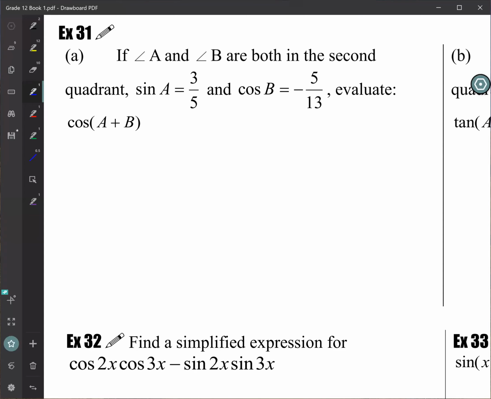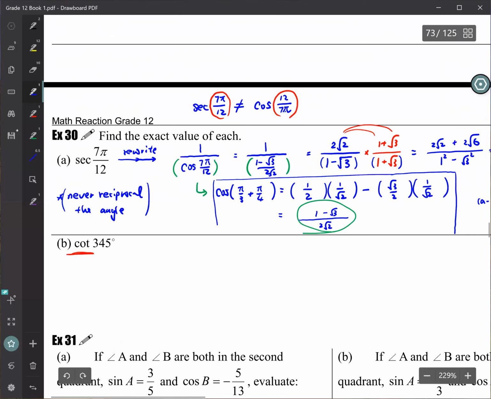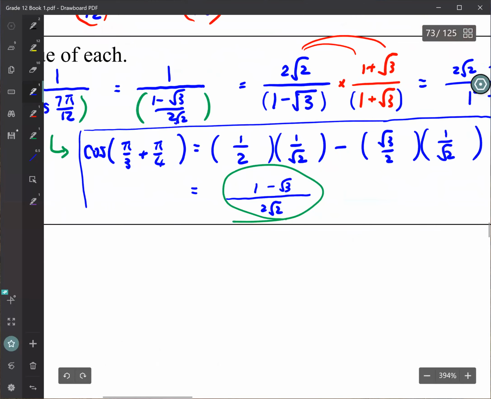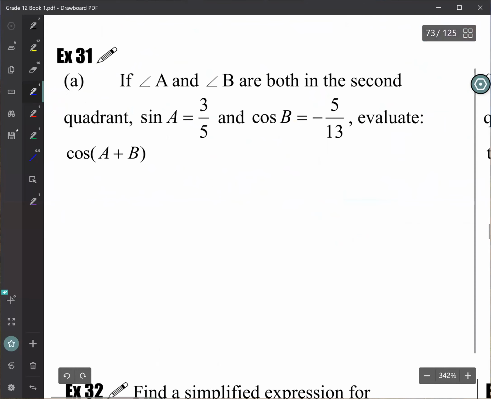But the problem is we don't even know what the A and B's are, right? So what do you think we should do then? How do we start this question? Any suggestion? Because normally if I want to find cosine A plus B, like this one, cosine pi over 3 plus pi over 4, we need to know the angle, right? Once we know the angle, then we can draw the angle out, get the reference, get the sides, right? Then we can write out the ratios. But here, we don't have the angle. So what should we do?